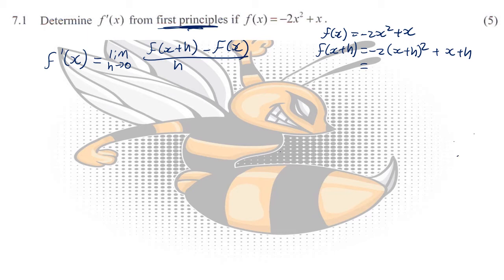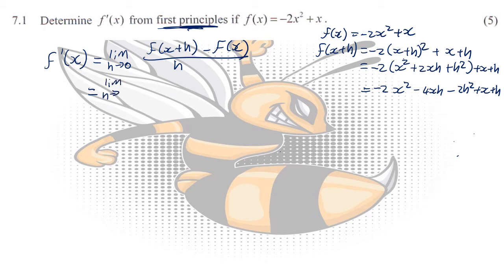So if we simplify f of x plus h, we start by expanding these brackets. So it's x squared plus 2xh plus h squared plus x plus h. We multiply the 2 in, so we have minus 2x squared minus 4xh minus 2h squared plus x plus h. And in this case, we can't simplify any further, meaning we now have f of x and f of x plus h. So now we can substitute it into my first principles formula.